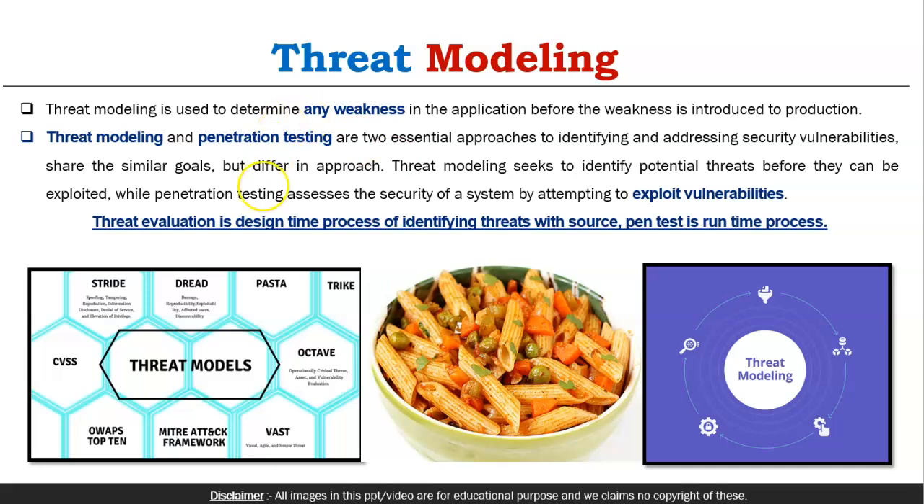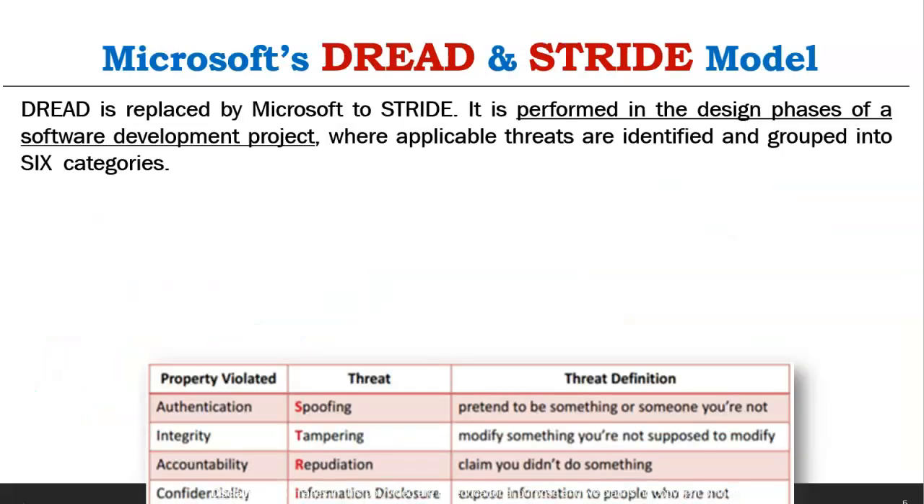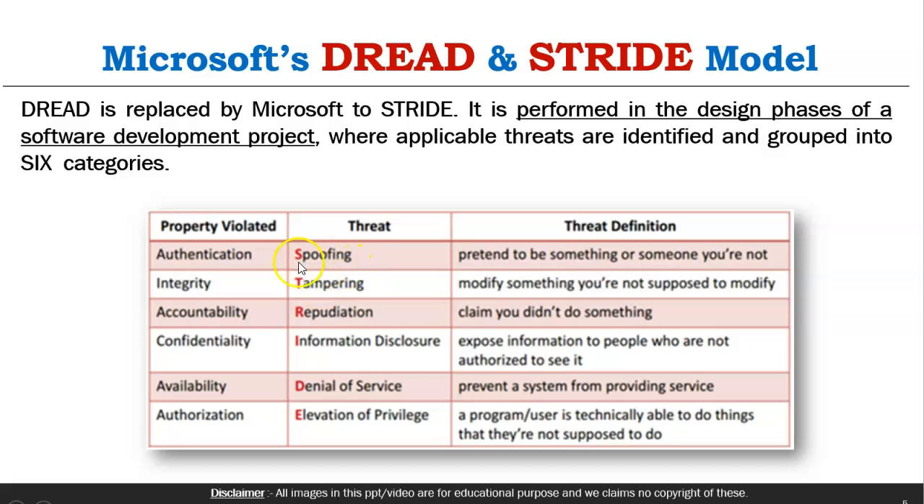Threat modeling is a design phase, which is being asked: which phase is threat modeling done in? It is a design-time process, while penetration testing is a runtime process. STRIDE and the DREAD model, we already covered that. STRIDE is a replacement of DREAD, and STRIDE is the abbreviation of spoofing, tampering, repudiation, information disclosure, denial of service, and elevation of privileges. So this we have already covered in the last lecture.